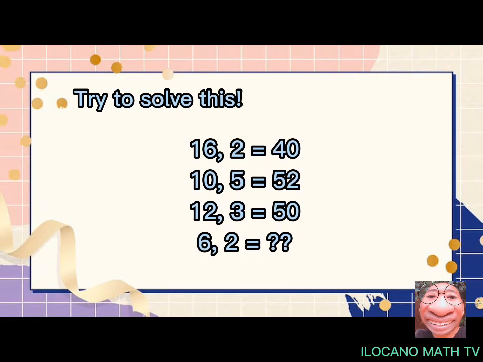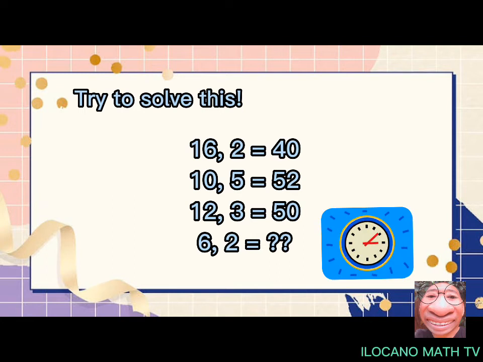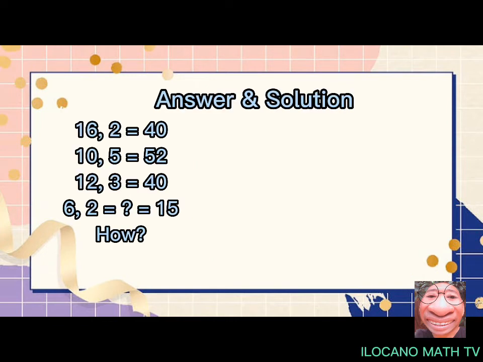Let's try to solve this. 16, 2 is equal to 40. 10, 5 is equal to 52. 12, 3 is equal to 50. 6, 2, and what's the answer? Answer and solution. 6, 2 is equal to 15.